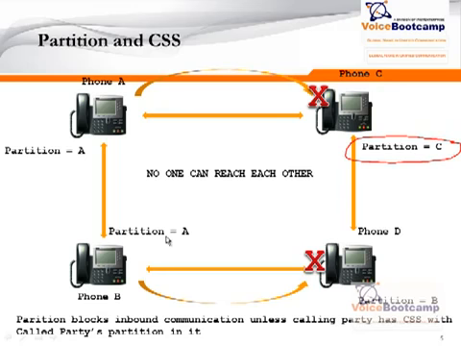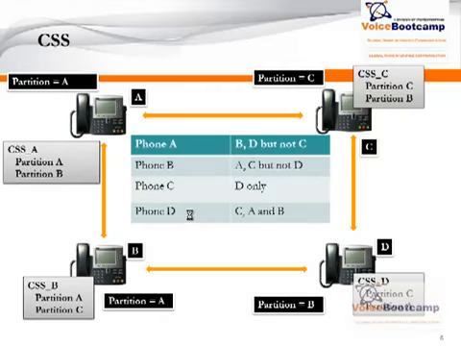Phone A and phone B belong to the same partition, partition A. But just because both phones belong to the same partition does not mean they can dial each other. You still need the calling search space to dial. Because phone A does not have a calling search space with partition A, phone A cannot dial phone B. So the calling search space allows you to list partitions in an order. The order of partitions makes a difference as well. The partition on the top will be the first priority, then the partition second, and so on.